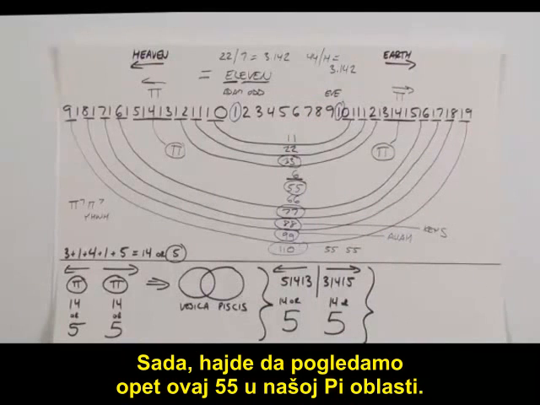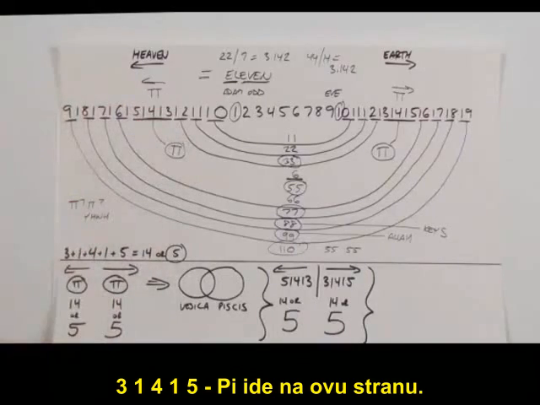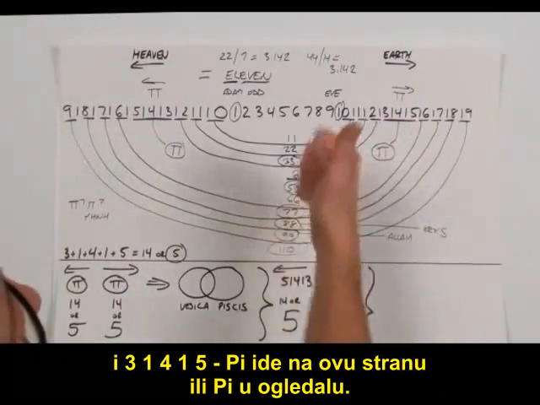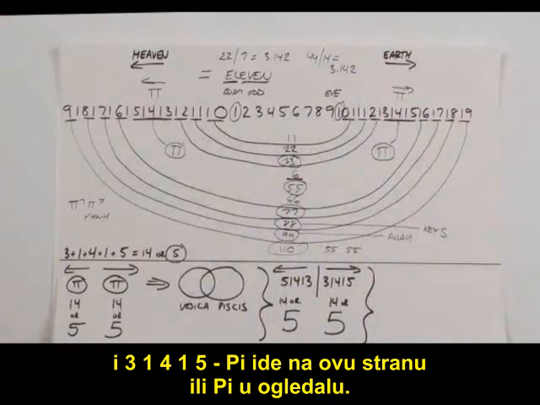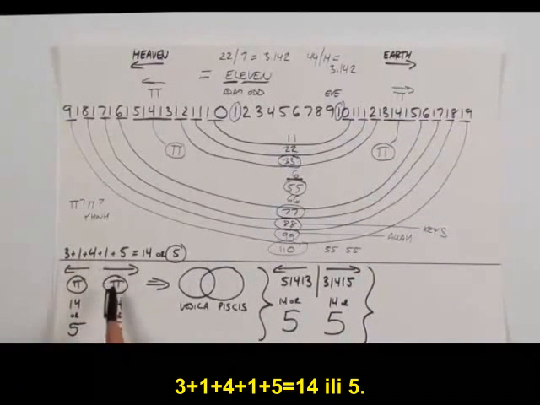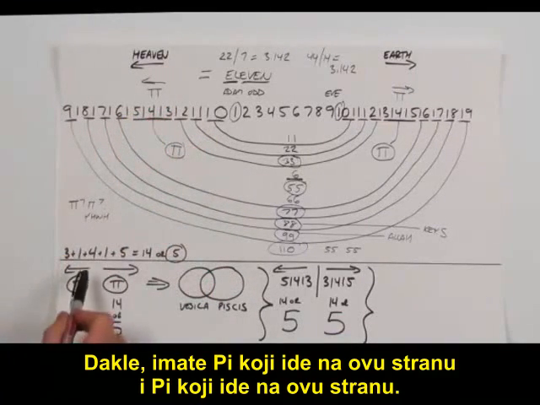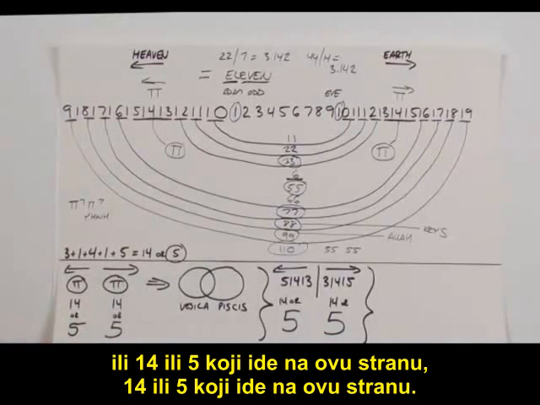Now, let's look at this 55 again in our pi zone. 31415, pi going this way, and 31415, pi going this way, or pi mirrored. 3 plus 1 plus 4 plus 1 plus 5 equals 14, or 5. And so you have a pi going this way and a pi going this way, or 14 or 5 going this way, 14 or 5 going this way.